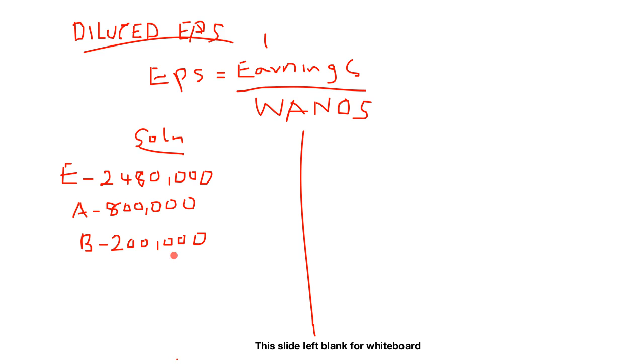So this is straightforward. Now, for us to get the basic earnings per share, we'll take the earnings, which in our case here is 24.80. Remember, the additional shares were not ranking for dividend. So 24.80, and then we divide by the 800,000 ordinary shares.